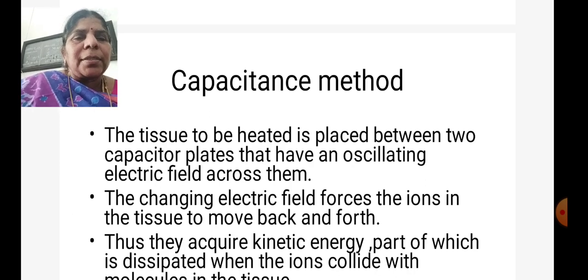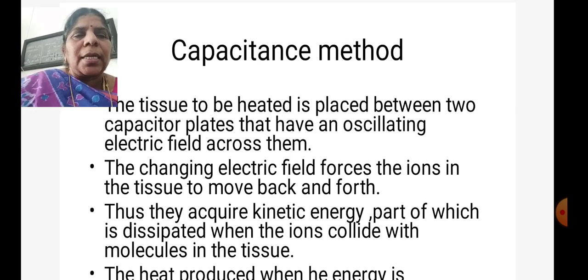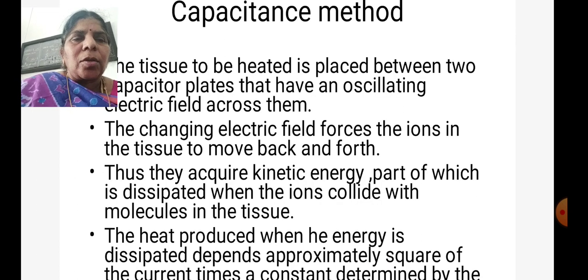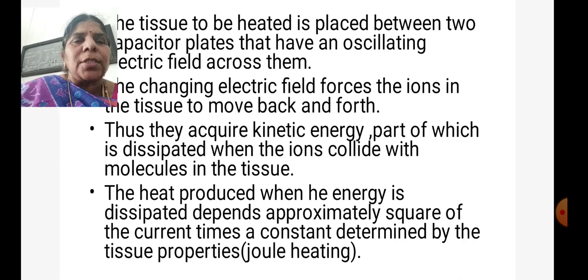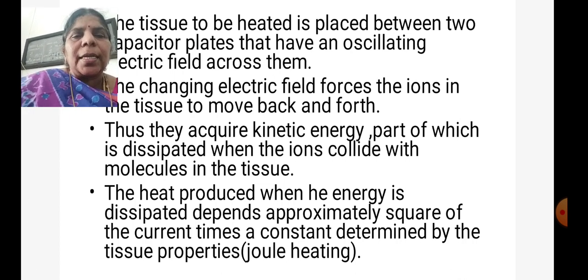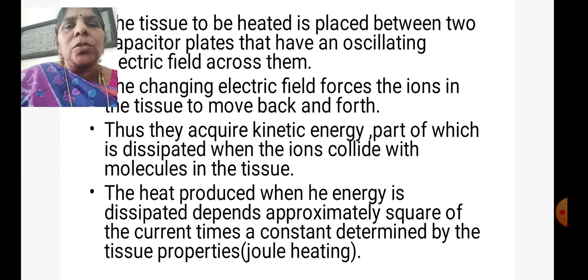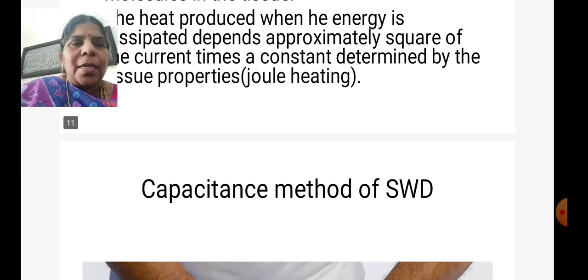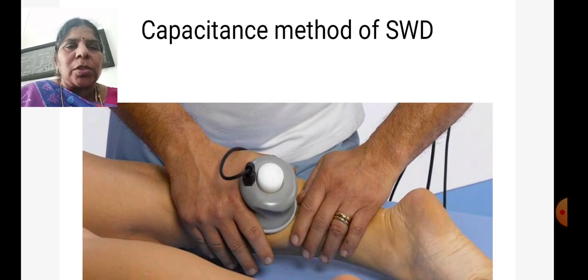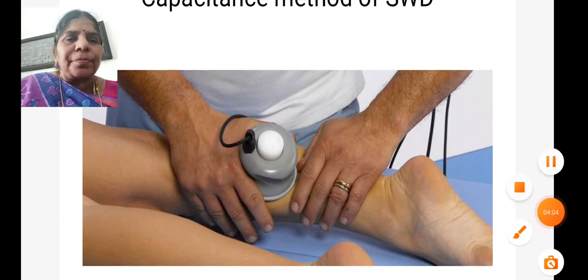Because you are applying an AC field, the changing electric field forces the ions in the tissue to move back and forth. Thus they acquire kinetic energy. As they move, work is done, giving kinetic energy. Part of it is dissipated when the ions collide with the molecules in the tissue. The heat produced when the energy is dissipated depends approximately on the square of the current, which is named by a great scientist, called what? Joule heating. Then the capacitance method, the picture shows this diagram, you can see it.